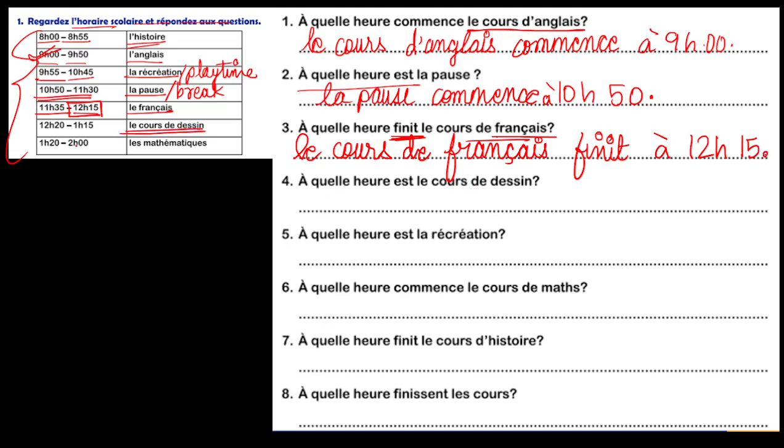Next, à quelle heure est le cours de dessin? At what time is the drawing class? That is 12:20. So we'll write here le cours de dessin est à 12:20. Fine. À quelle heure est la récréation? So you can just see and write accordingly. What hour is the recreation? That is the play time. So it's from 9:55 to 10:45.